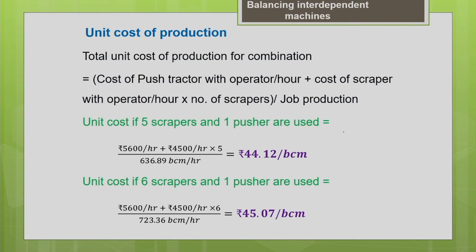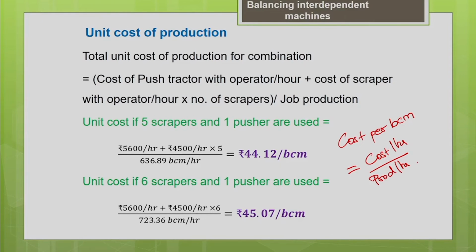How to calculate the unit production cost? Okay, so cost per bank meter cube is nothing but your hourly cost by hourly productivity. Now how to estimate the hourly cost? Already it is given as input data in this question, but you know very well how to estimate the ownership cost and the operating cost of the machine, which we have discussed in the earlier lectures. So in this problem, it is given to you that the hourly cost of the pusher is rupees 5,600 per hour, hourly cost of the scraper is 4,500 per hour, including the operator cost.